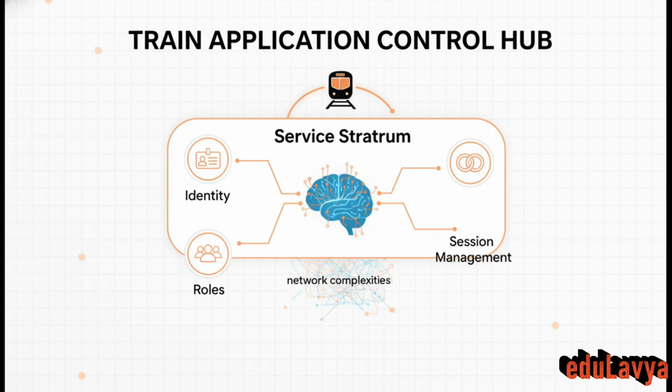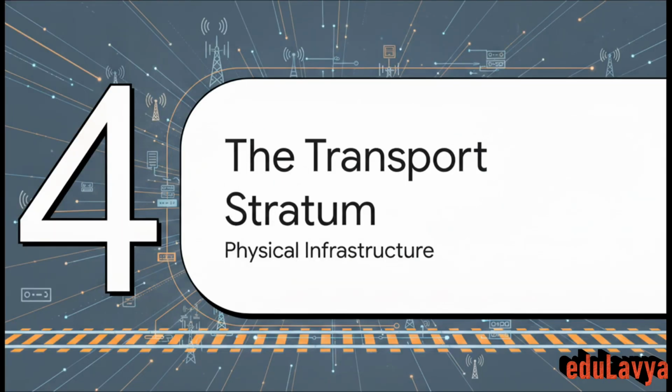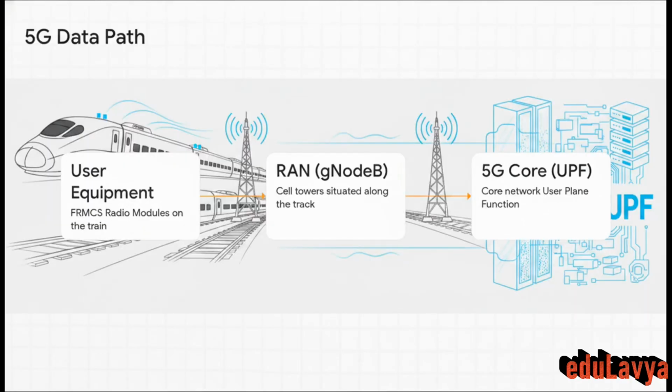It's seamless. Next up is Section 4, the transport stratum. Let's actually trace the flow of data across the 5G hierarchy here. Step 1, it all starts at the user equipment. We're talking about the actual radio modules sitting right up on the train's roof.